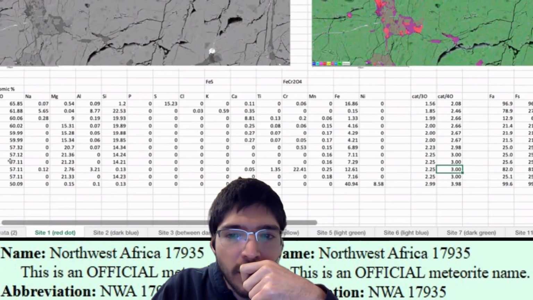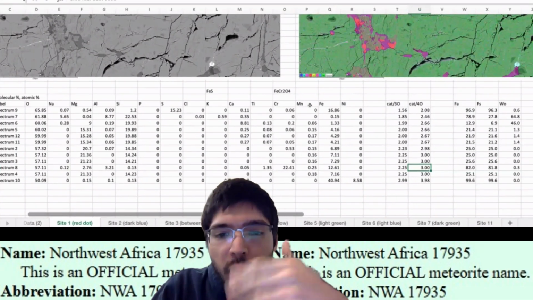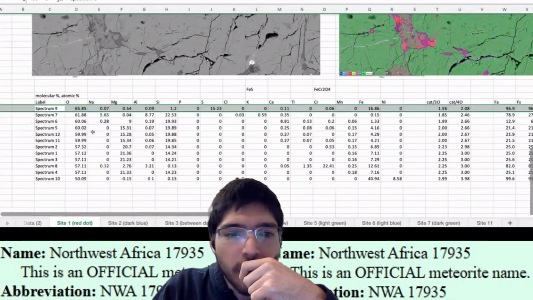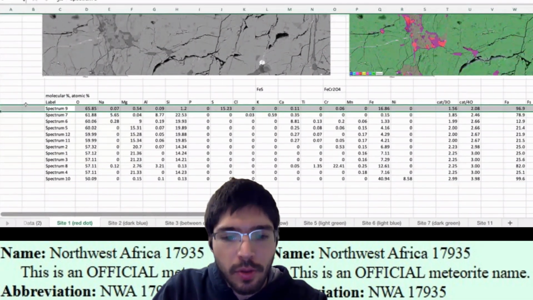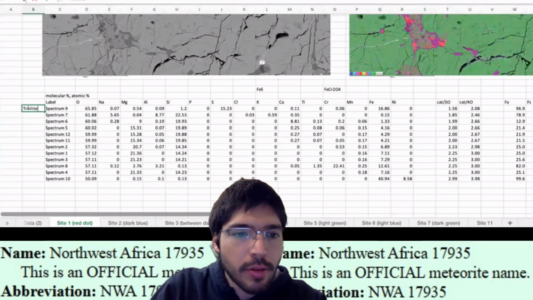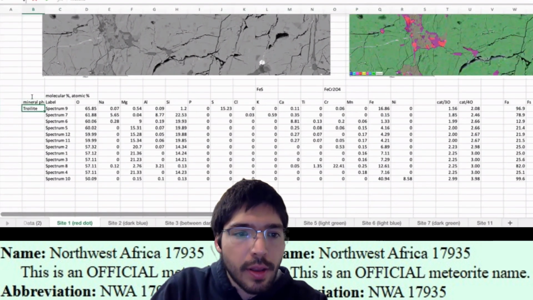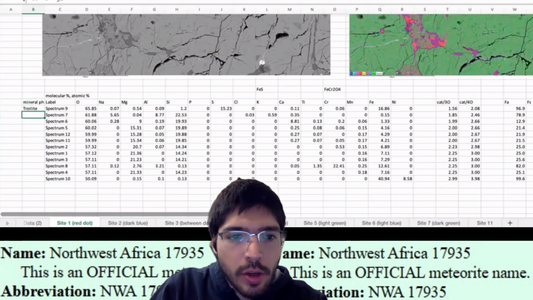Obviously, we're not going to use it in the classification, but this is kind of what we do when we see mineral phases. We try to see what mineral does this correspond to, or what mineral does that correspond to? So this would be a troilite. So I can put mineral phase here. And then we can go one by one.